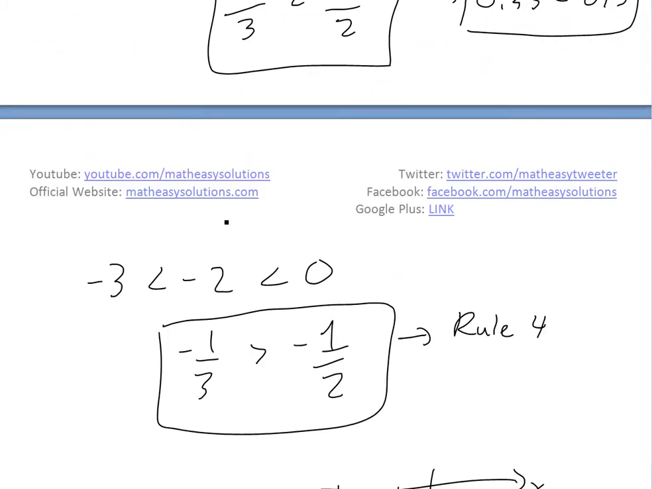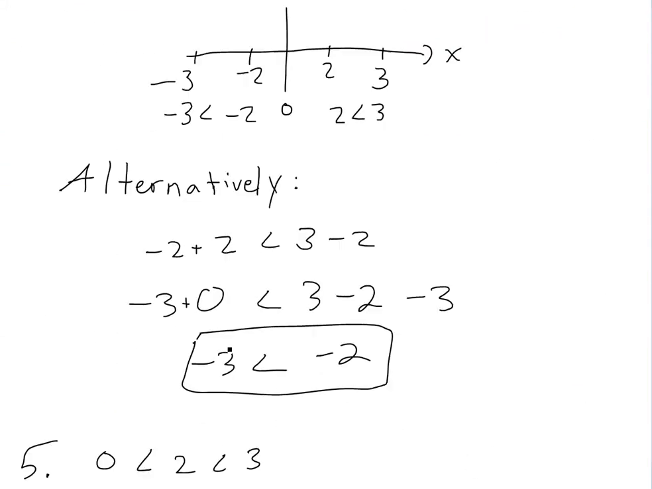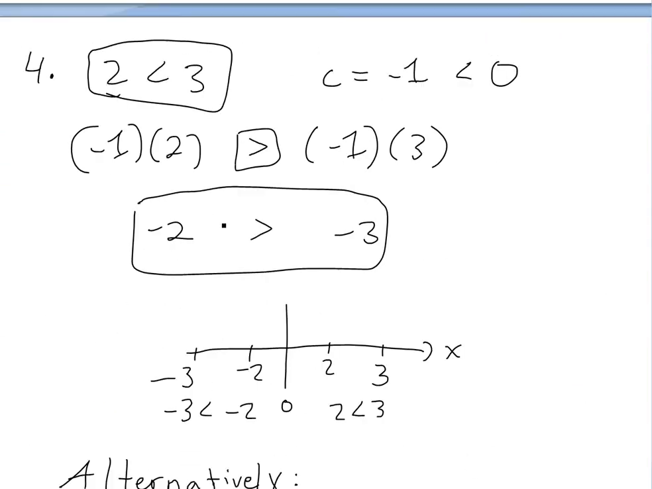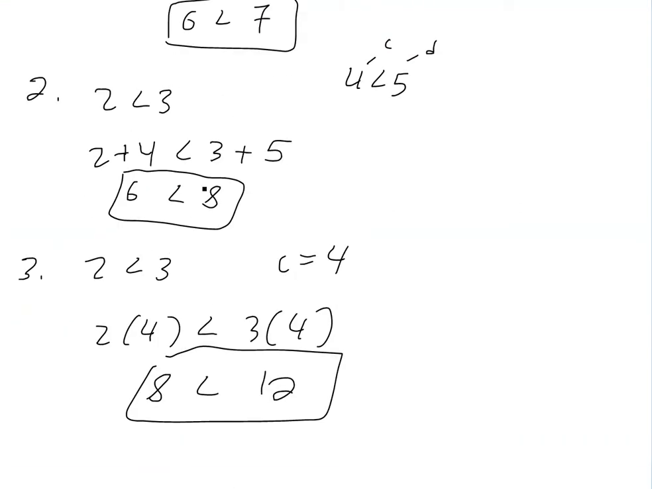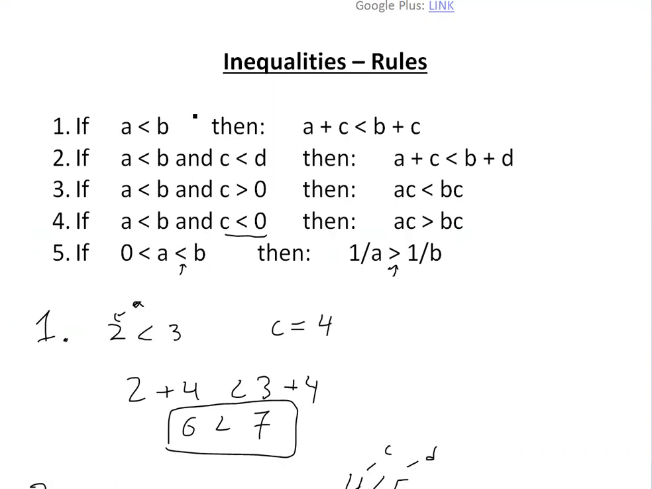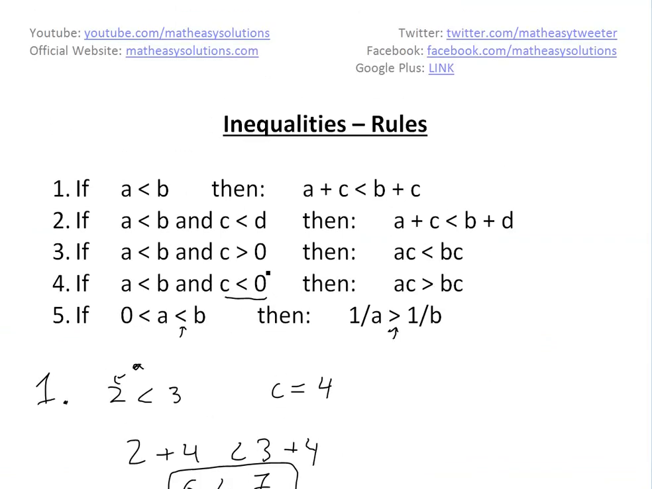Well, that's all for today. Hope you learned about these rules on inequalities. In the next video, I'll do some pretty complex examples illustrating how to use all these rules. It's pretty straightforward, hopefully you learn them. You can download these notes in the Dropbox link below, and that's all. Stay tuned for another math easy solution.